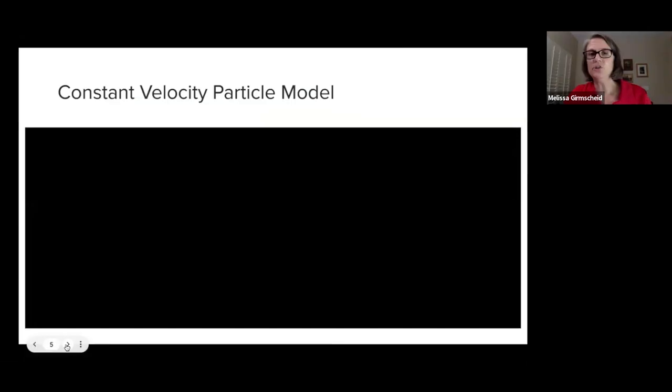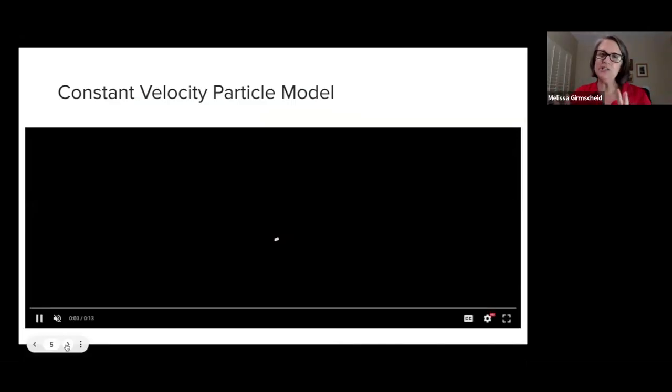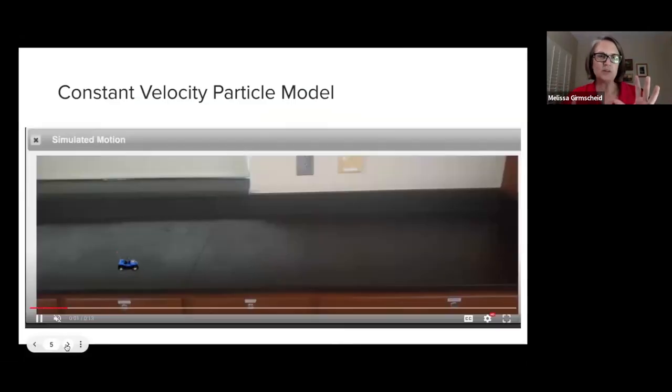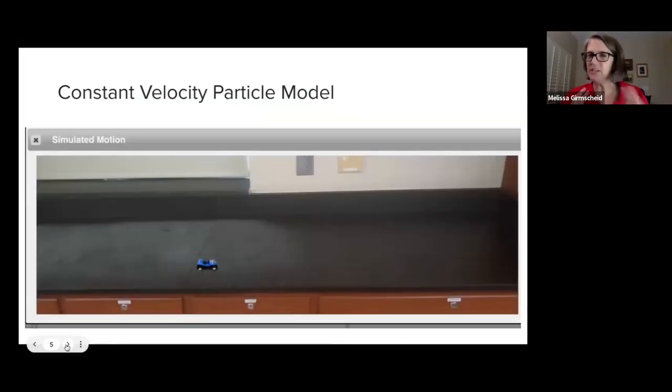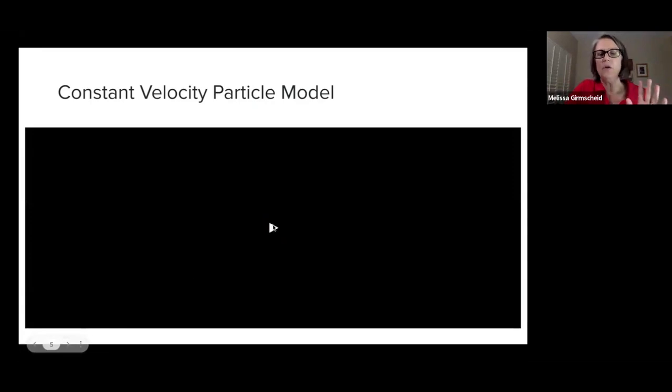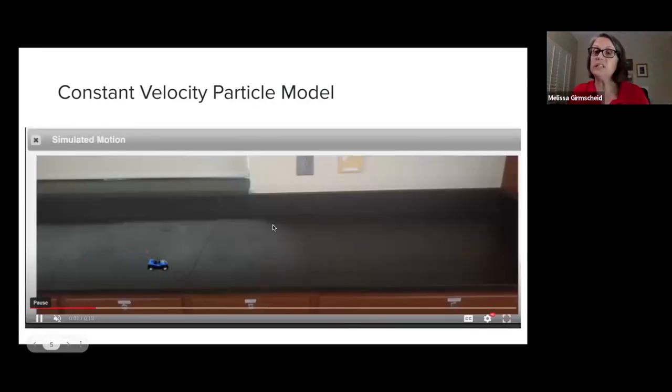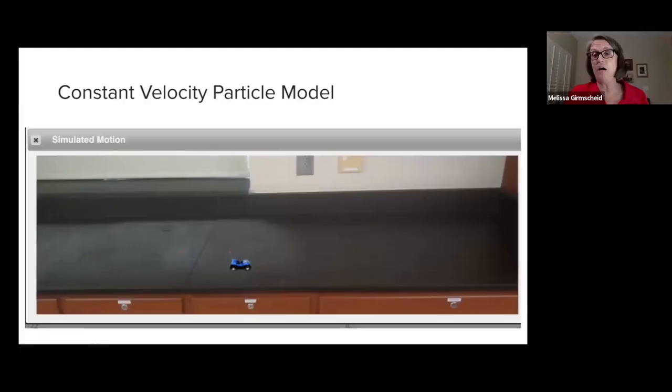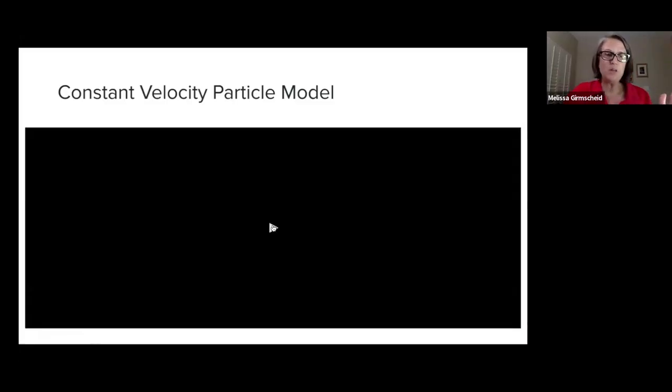All right. So we're going to dive into the constant velocity particle model, and hopefully this works. If this video looks a little weird, you are looking at a simulated version. If your eyes are good enough to see that the wheels are not spinning, there's a reason for that. But we wanted to use this because we know that this is a very common lab for physics teachers to use. And we have our little tumble buggy moving across the surface. You're gathering data for this.